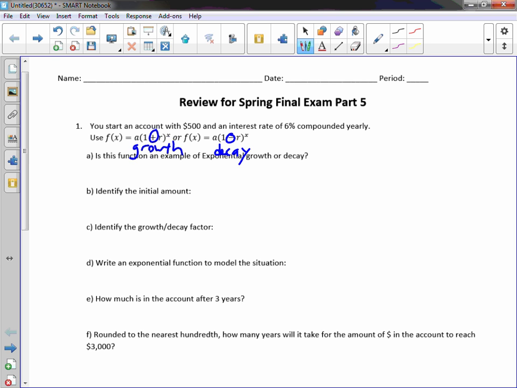Now, we start with $500 and we have an interest rate of 6% compounded yearly. If I have an interest rate, that means the value of my account is going up. In that case, we're going to use this formula for growth. Is this function exponential growth or decay? It is growth.